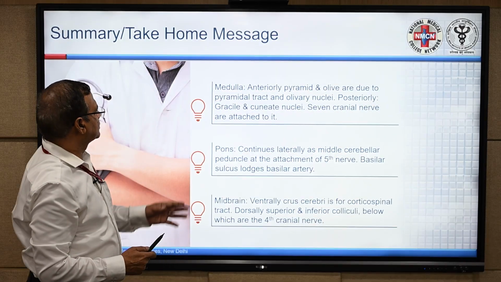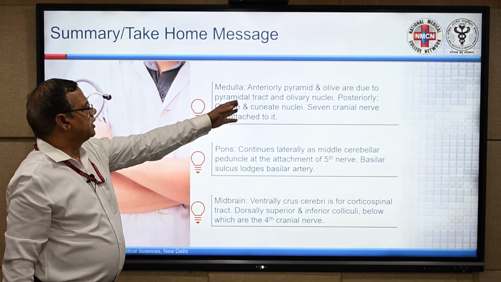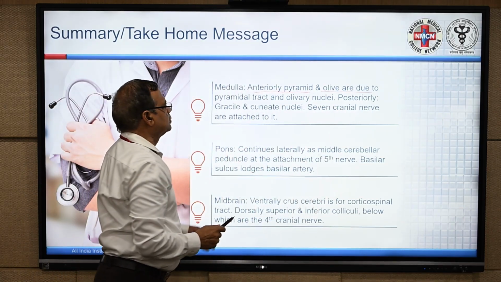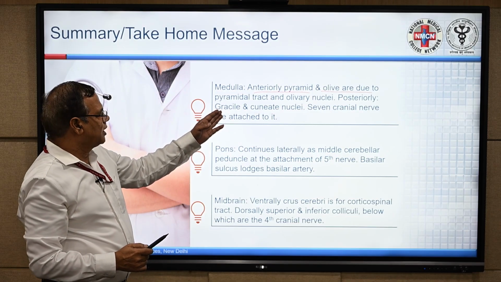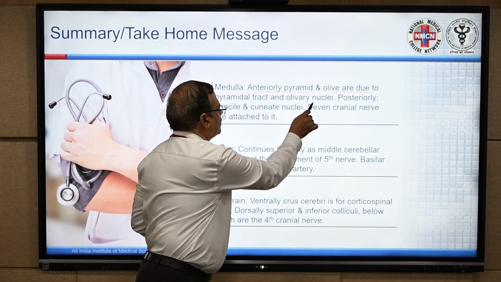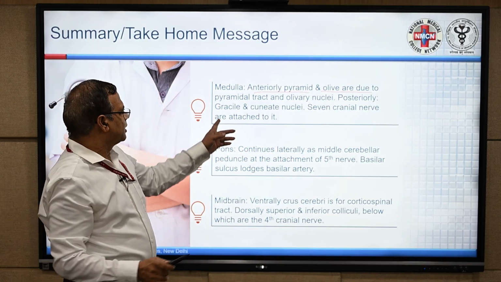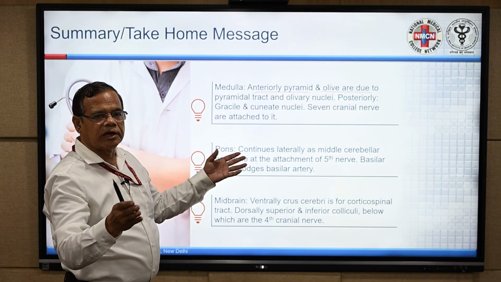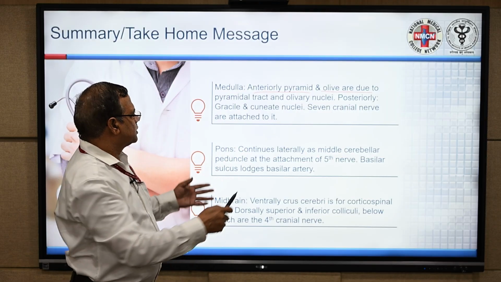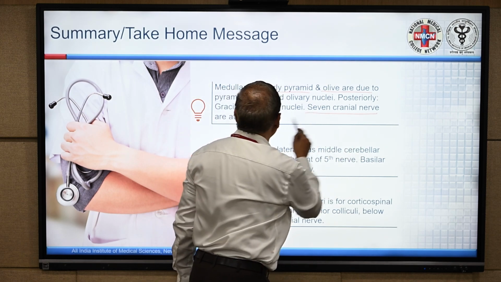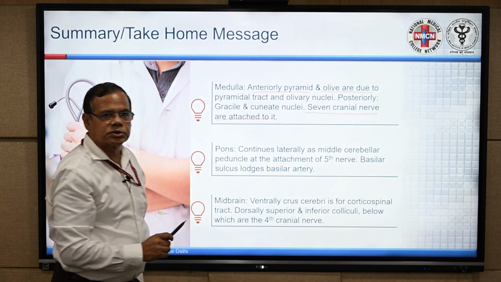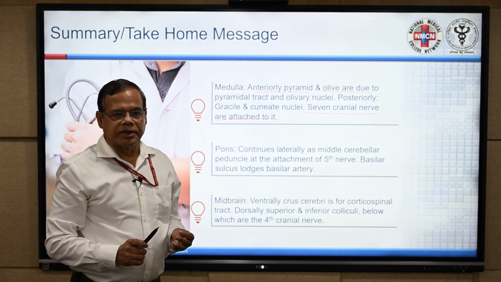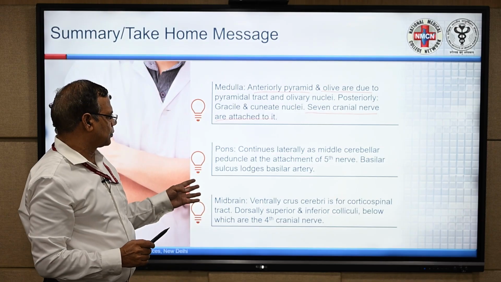Take home message: in the medulla, anteriorly there are the pyramid and the olive. The pyramid is due to the pyramidal tract. What lies deep to the olive? The inferior olivary nucleus. Posteriorly there are the gracile and cuneate nuclei, and they produce elevations, the gracile and cuneate elevations. Seven cranial nerves are attached to it. What are those nerves? The 6th nerve, 7th and 8th nerve, 9th, 10th, 11th and the 12th nerve.